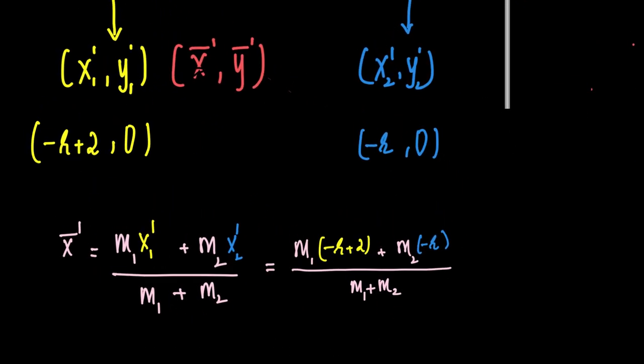In which case we can write down x bar is equal to m1 x1 dash plus m2 x2 dash by m1 plus m2. x1 dash is equal to minus r plus 2, and x2 dash is equal to minus r. My bad, it's not minus r. It is some unknown value, say minus x. Should be equal to minus what? Minus x, right?